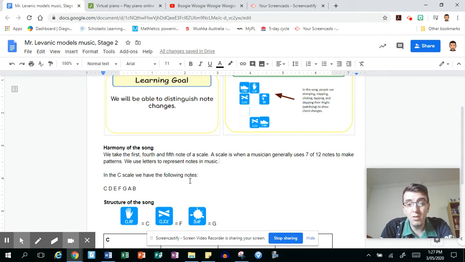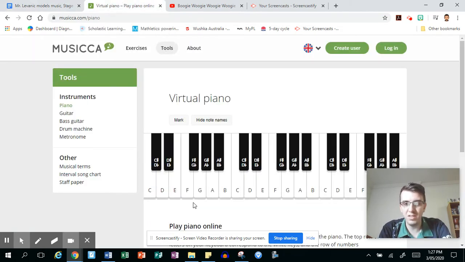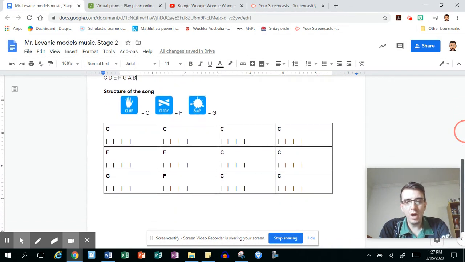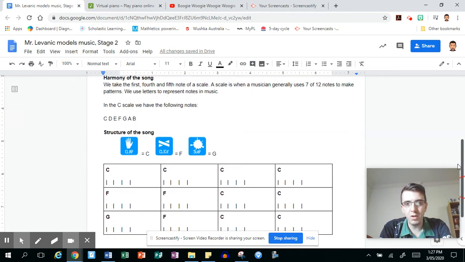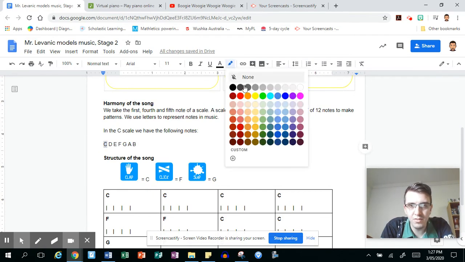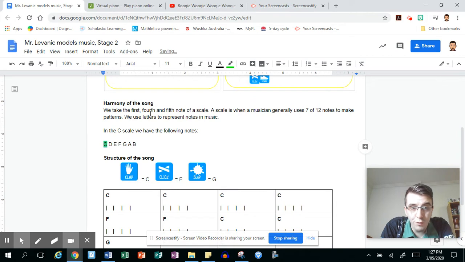And in the C major scale, we use C, D, E, F, G, A, B. And we can then also use the other Cs and the other Ds and Es, as you can see. But we're just going to stay with down here for now to make it easier. Now, in the structure, how we use this in the 12-bar blues is that we use, like we said up here, the first note, which is C. We're going to use the fourth, which is F. And we're going to use the fifth one, which is G.